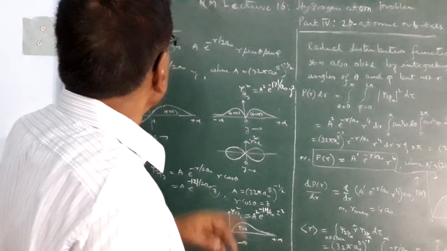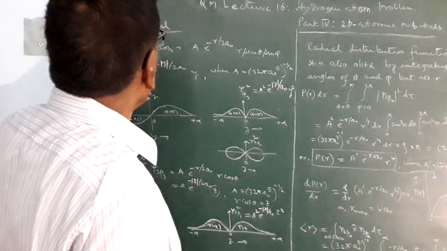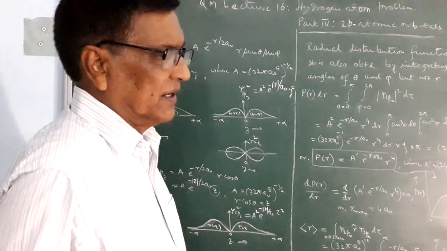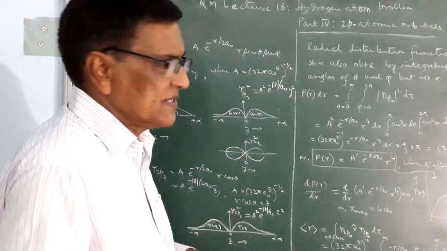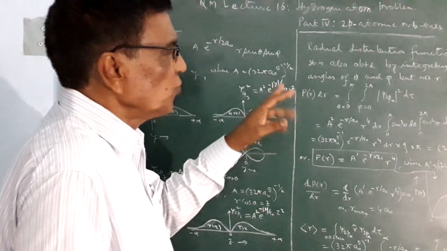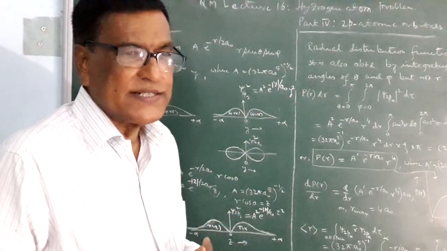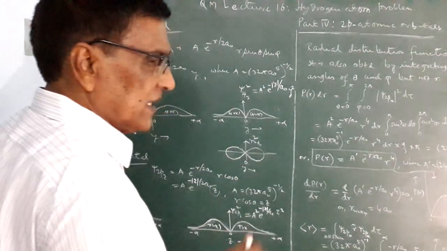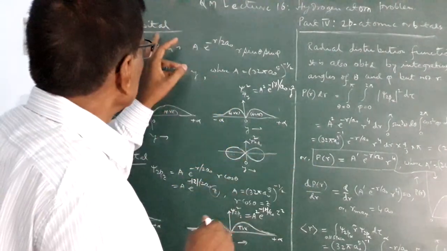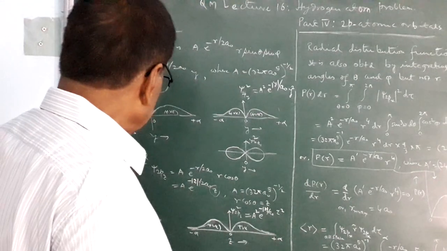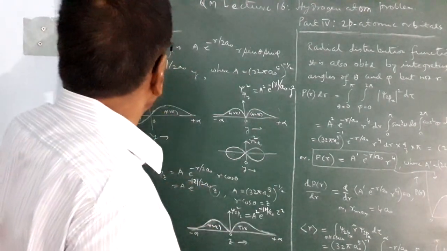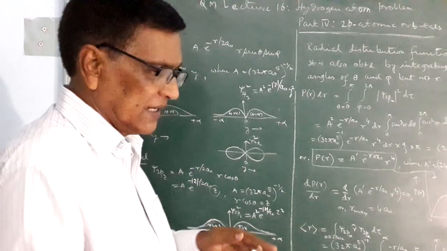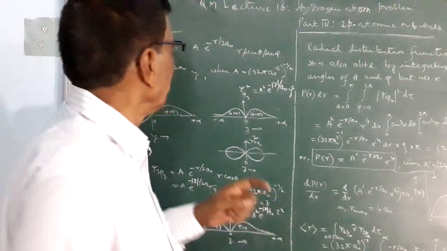Now I shall discuss the 2p y orbital and the 2p z orbital. These two orbitals have the same characteristic features as psi 2px. The only difference is that in this case the electron cloud density is oriented along the y-axis, and in the 2pz orbital it is along the z-axis.